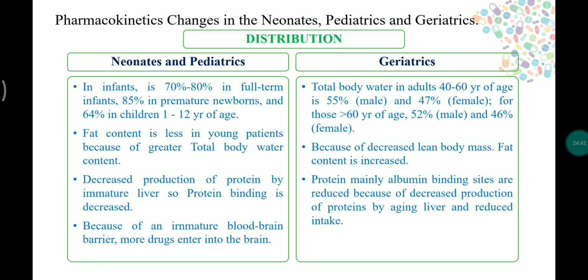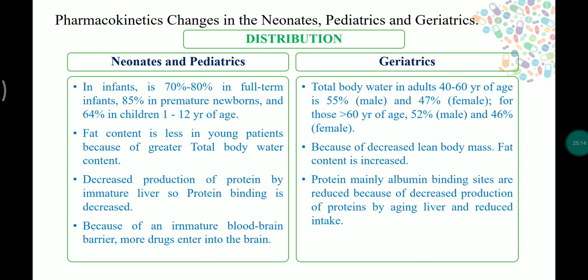Coming to distribution. In full-term infants, 70 to 80% of the body is water for drug distribution, whereas in premature newborns it is 85%. In children, it is 64%. But as age increases, the distribution gets decreased. In geriatrics, it is reduced to almost 55 to 47%.